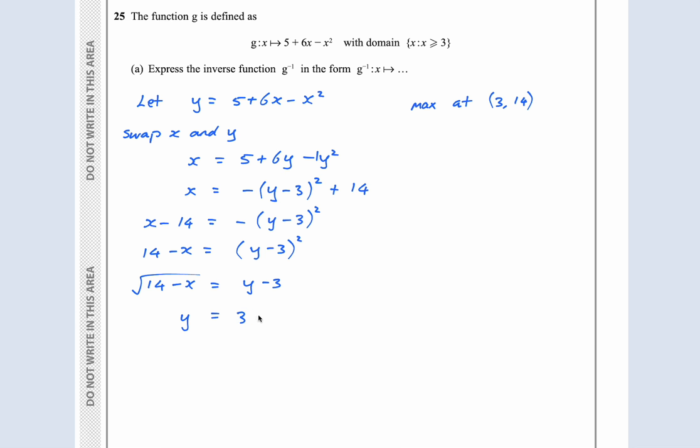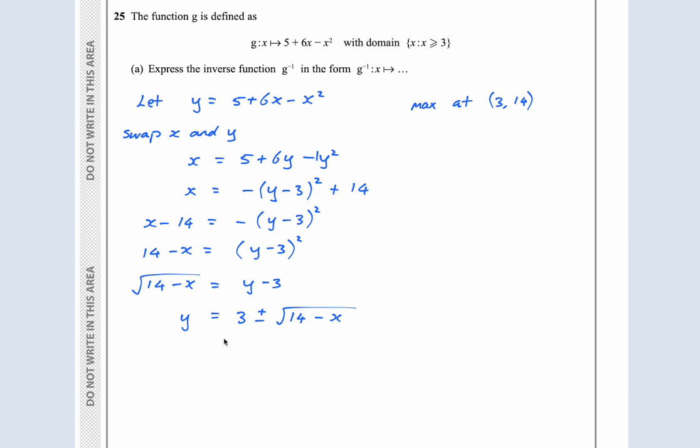So it's 3 plus, and it's plus or minus the square root of 14 minus x. Now this is the bit that's always very difficult to get right. The domain of the function is x is bigger or equal to 3. That means the domain of this is y is bigger or equal to 3. So y has to be bigger than or equal to 3, which means this has to be 3 plus this. It can't be 3 minus this.